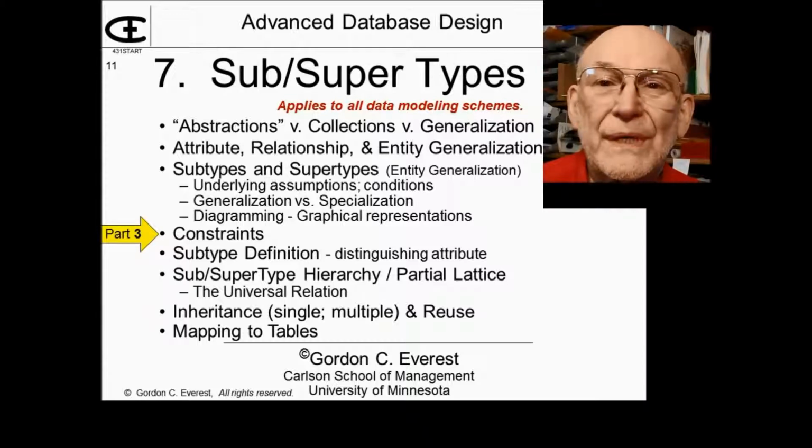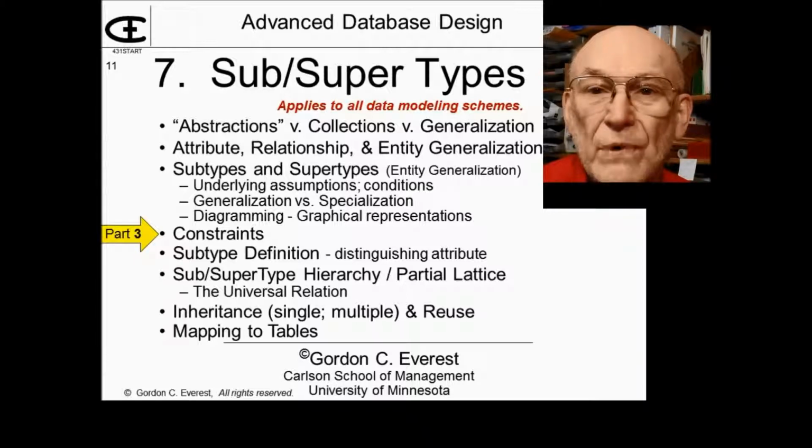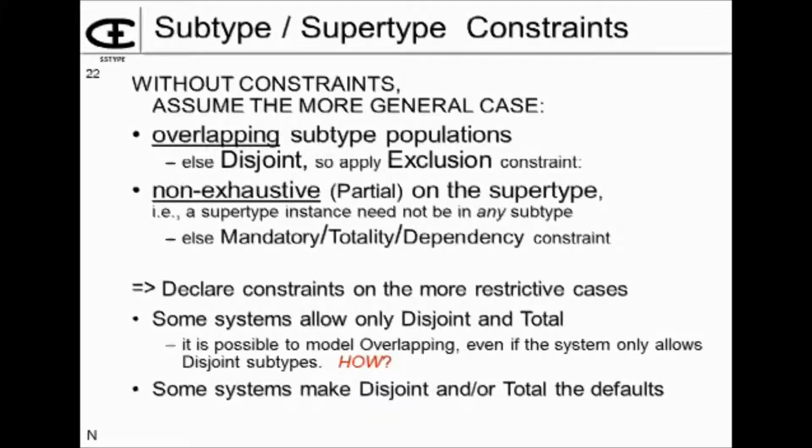In fact, you have already seen some expression of the graphical representation in the last lecture. Most modeling schemes which include subtype supertype structures do not allow you to represent the full range of constraints, which we will be showing you in this video. All right, so we've hinted at the notion of constraints. Without constraints, I said we want to assume the most general case, and the most general case is overlapping subtypes.